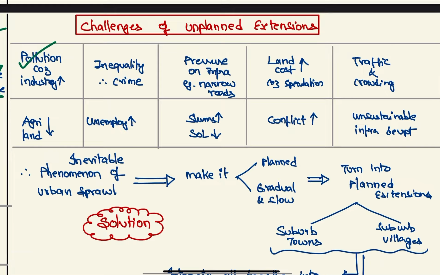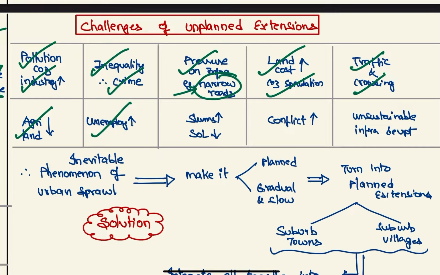Then we have the challenges of the unplanned extensions. First one, there will be high pollution because industry will be high in these areas. High inequality will lead to high crime. Pressure on infrastructure like narrow roads and high traffic. Land cost will be high because of speculation. Traffic will be high, crowding will be high. Agricultural land will fall, therefore unemployment will increase, therefore more conflict, and slums will result, and this will result in low standards of living. Unsustainable infrastructure development will be there.